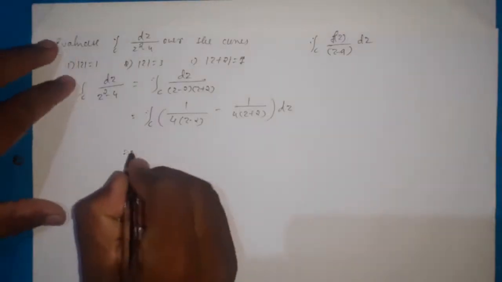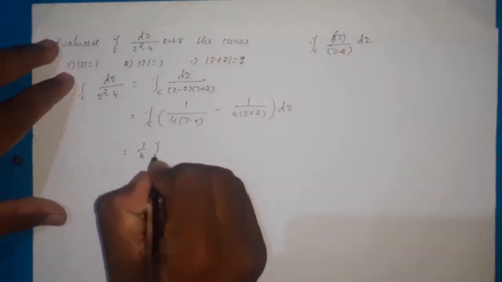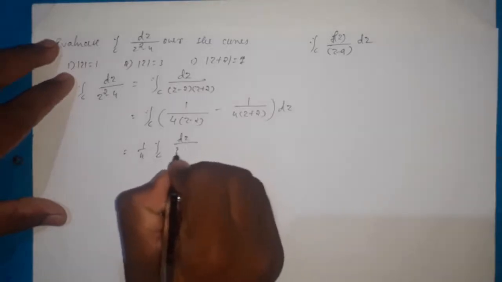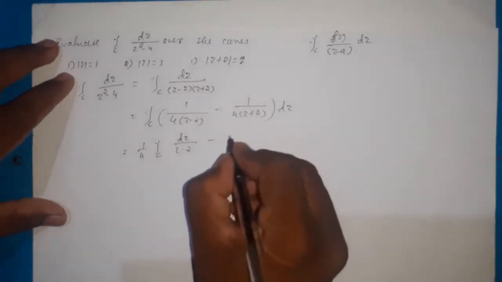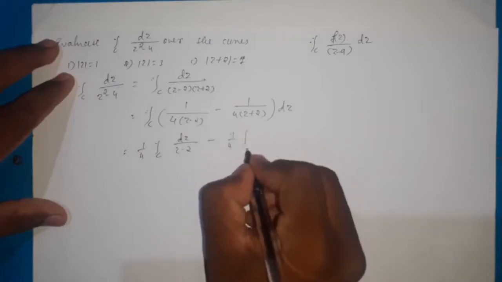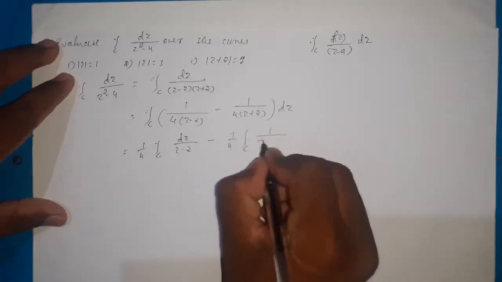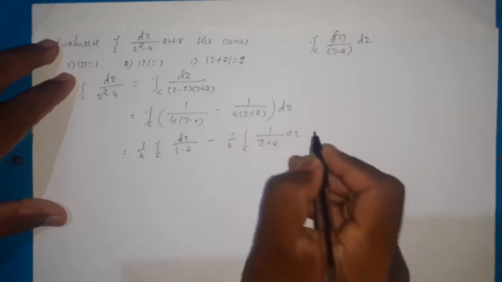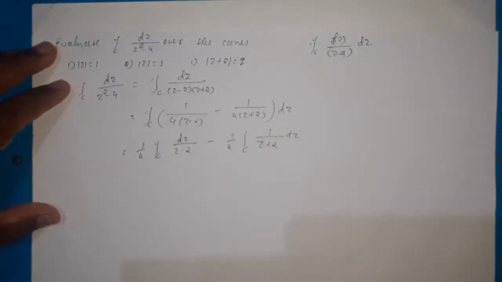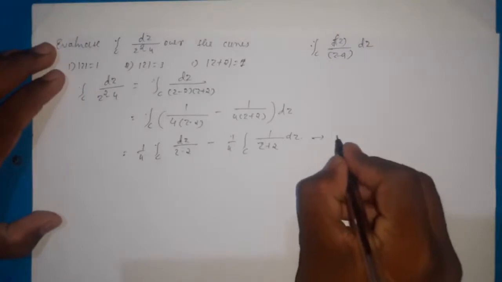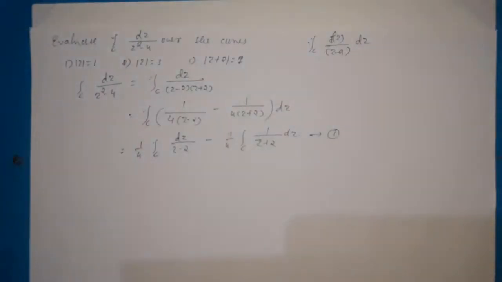Then it is equal to 1 by 4 into integration over c dz upon z minus 2, minus 1 by 4 integration over c 1 divided by z plus 2 dz. So consider this as equation number 1. So in equation 1 we have two integrals, and in the first integral the value of a is equal to 2, and in the second integral a is equal to minus 2.